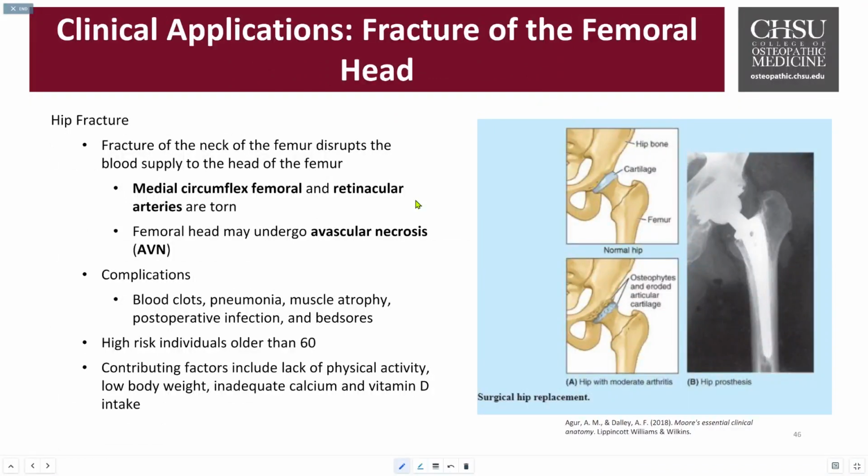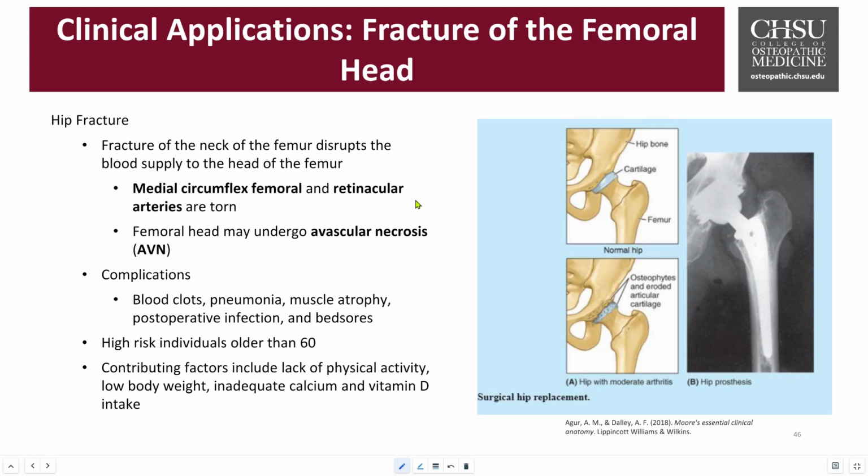A fracture, particularly involving the neck of the femur, is pretty severe and oftentimes could impact quality of life. So when you talk about individuals over 60 that are non-pediatric, largely these fractures are due to physical activity, insufficient intake of calcium and vitamin D, or issues with body weight. So some pathophysiology could occur.